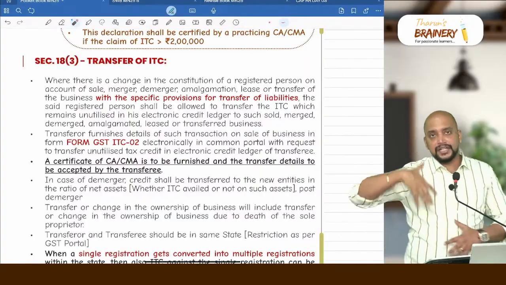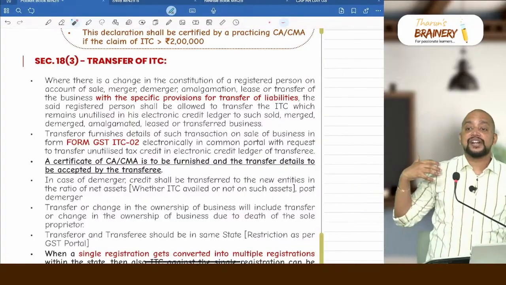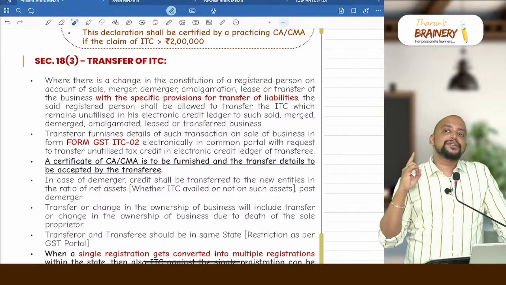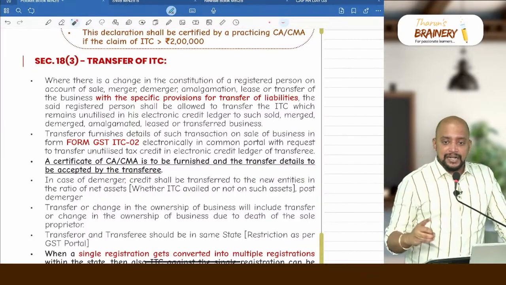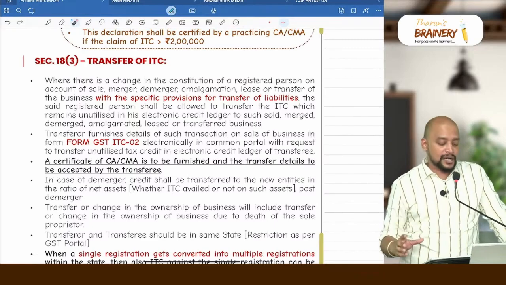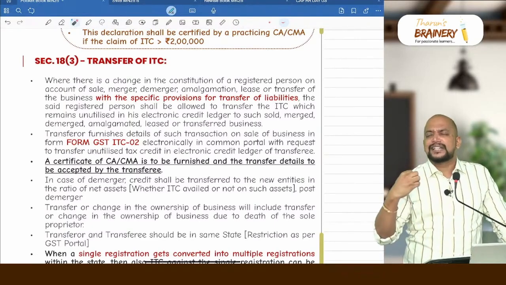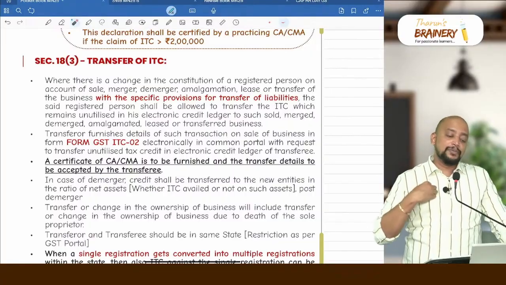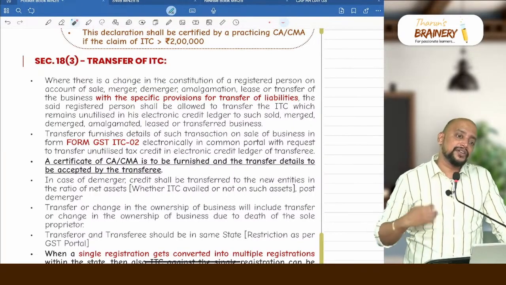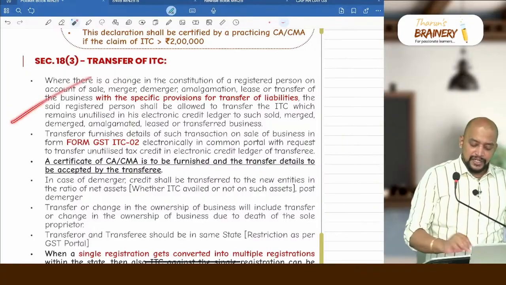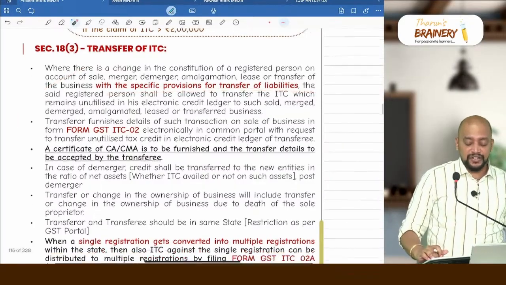Whenever I am transferring the business with specific provision for transfer of liabilities, then in that case, remember the transfer of business should be with transfer of liabilities, means all assets and liabilities should be transferred. Then whatever is the unutilized ITC in the electronic credit ledger of the transferor will be transferred to the electronic credit ledger of the transferee. So that will be transferred, but remember it should be with specific provision for transfer of liabilities.